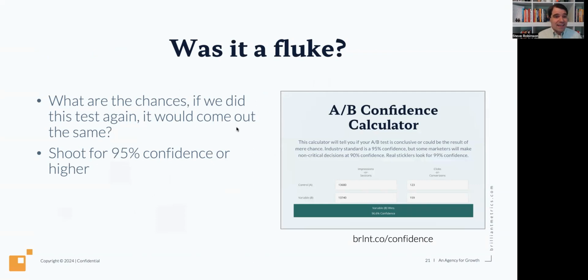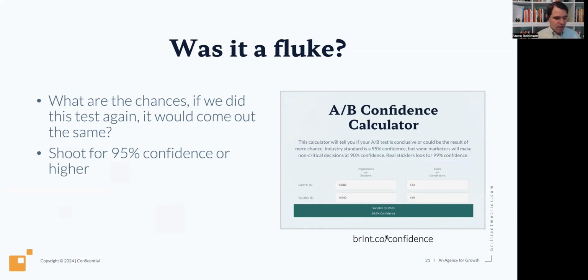That said, if it's not neck and neck and you don't have an even result, A versus B, now you need to know, was the result statistically significant? So we saw a 10% lift or a 20% lift with version B. Was that a fluke? If I ran this test again, would it come out the same way? So that's where your confidence calculator comes in.